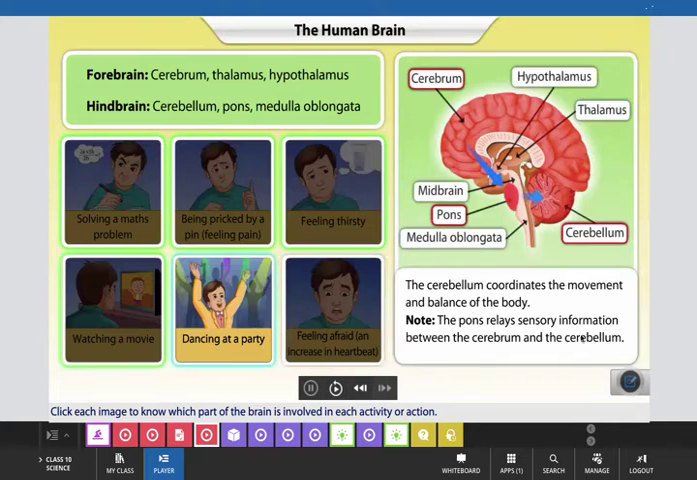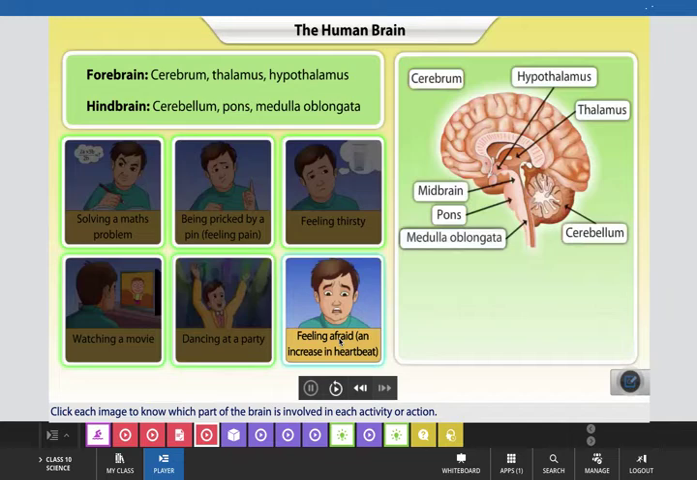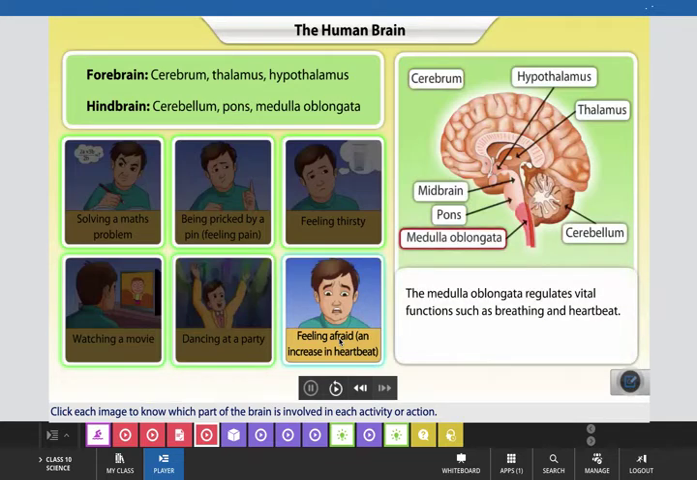And the pons relays sensory information between the cerebrum and the cerebellum, and in that way it associates both these parts with each other to perform complex actions where more than one part of the brain is involved. Now, in feeling afraid, an increase in heartbeat, how is it going on? Vijay's heartbeat is controlled by the medulla oblongata. I think it is now clear from this exercise which part of our brain is used in which important function.